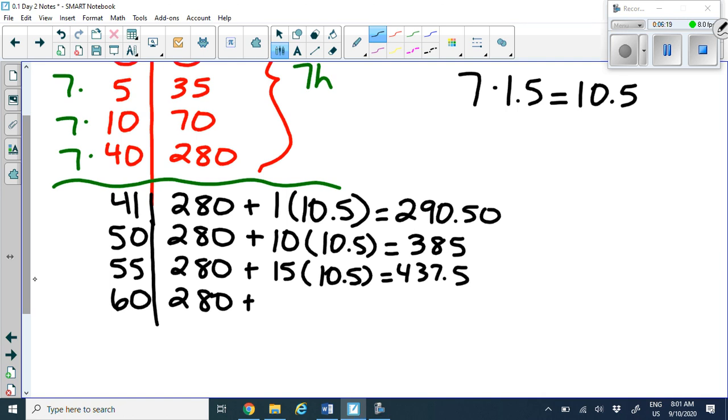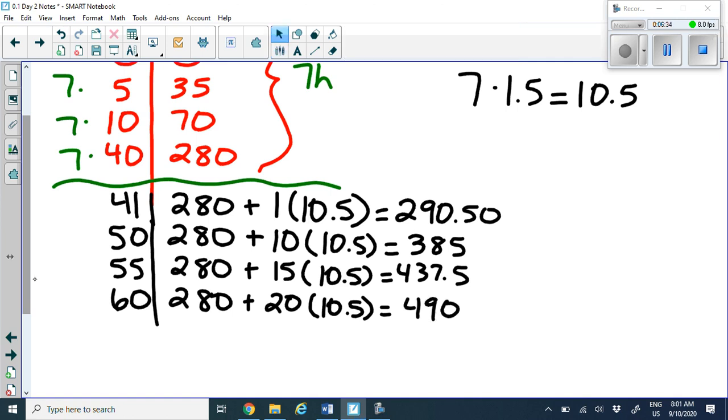Now, what is the difference between 60 and 40? That's 20. So I worked 20 hours of overtime, and I get paid at $10.50. So my amount here is going to be $490. Okay, now let's use this part to create an equation.